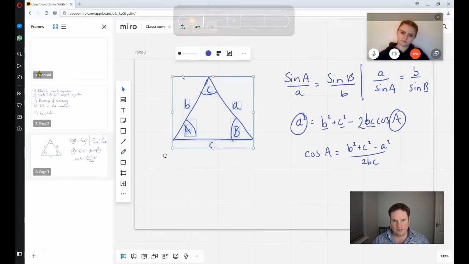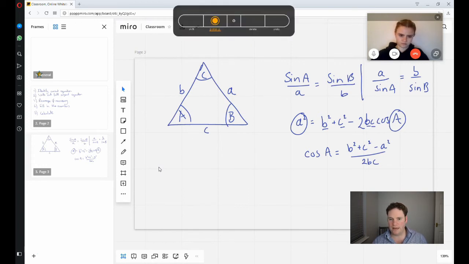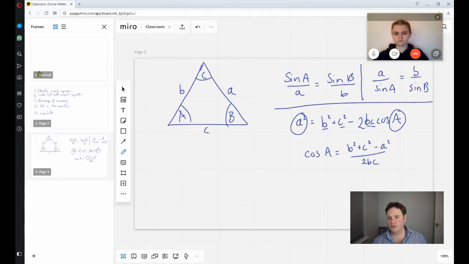So the first little exercise we're going to do is I'm going to put some bits of information on a triangle, and we'll decide which of these formulas would be better. The top one's called the sine rule, and the bottom one's called the cosine rule, or the cos rule, for obvious reasons.